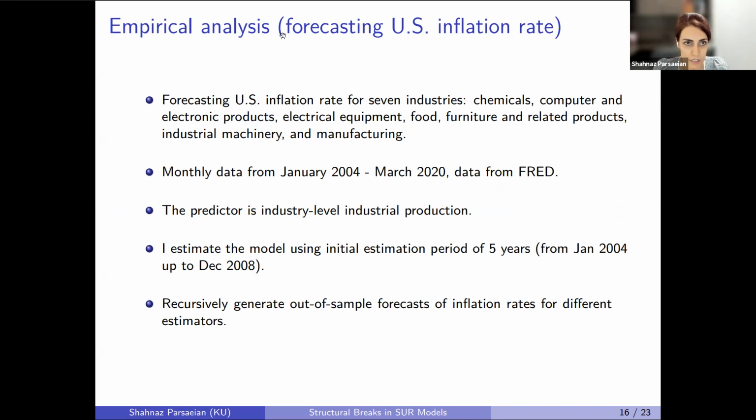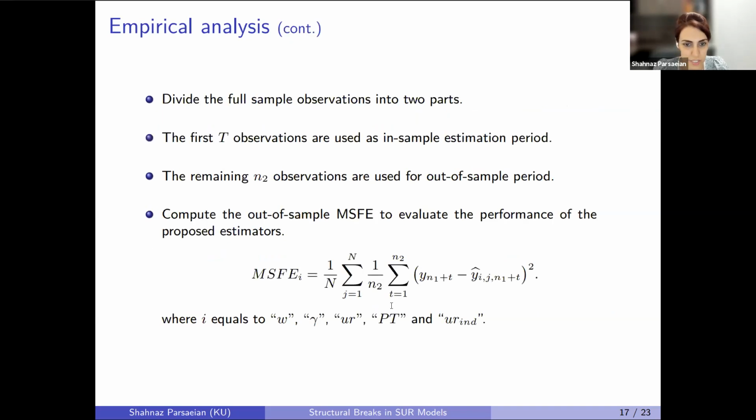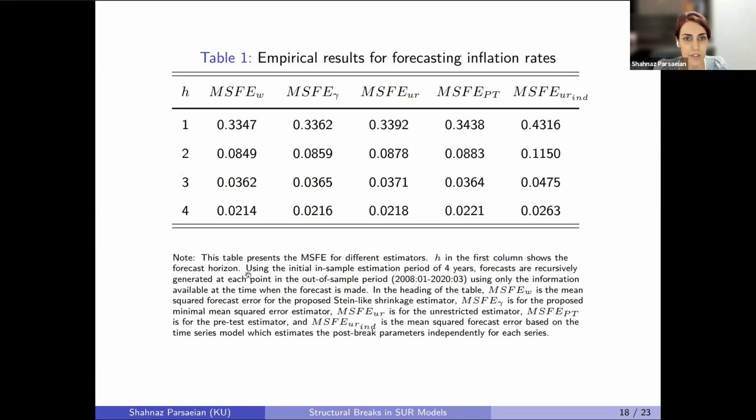Regarding this application, I used the monthly data from this range, and the predictor is the industry level industrial production. I estimate the model using an initial estimation period of 5 years and recursively generate out of sample forecasts for the inflation rate. And I'm reporting the mean square forecast error for different methods. So here is the result.